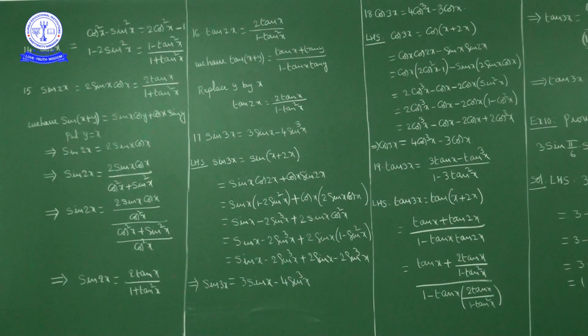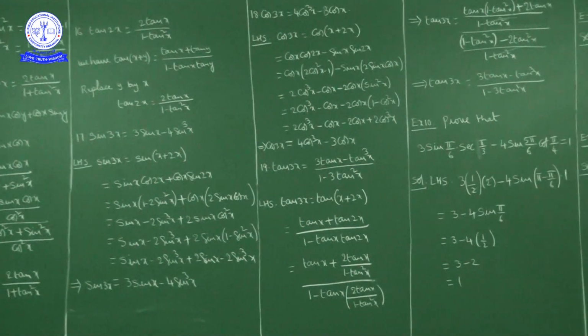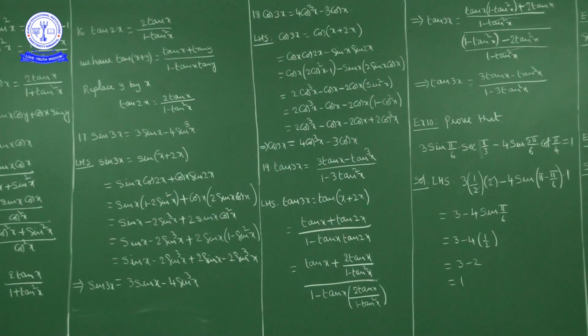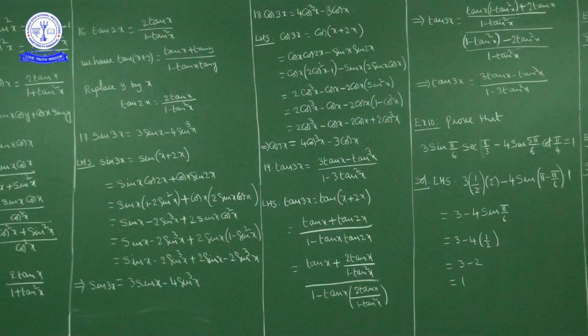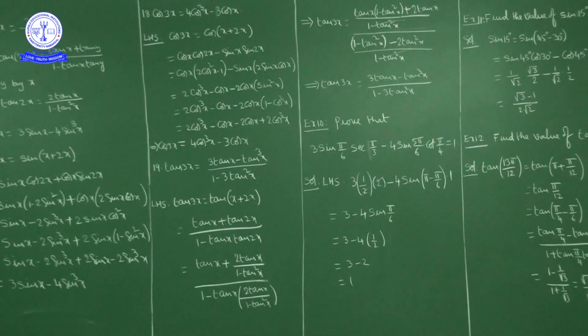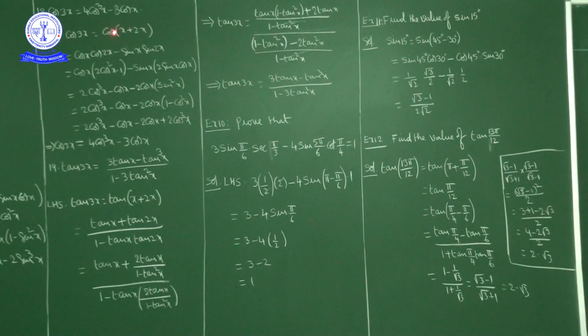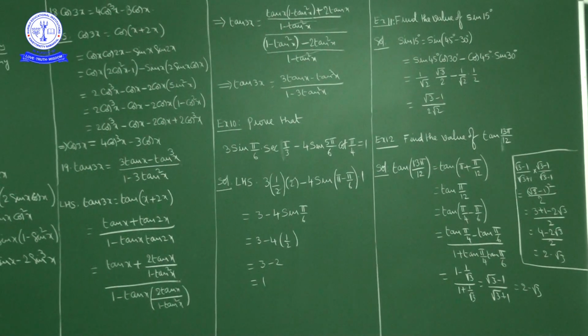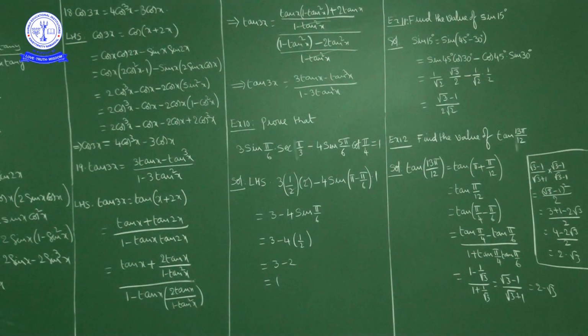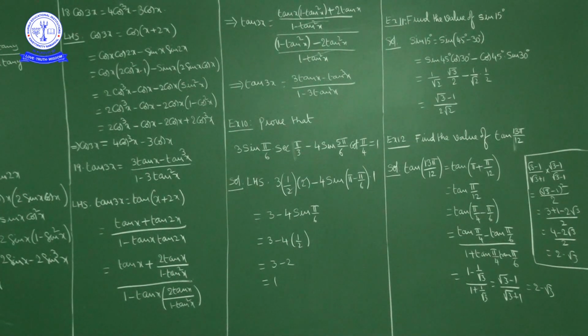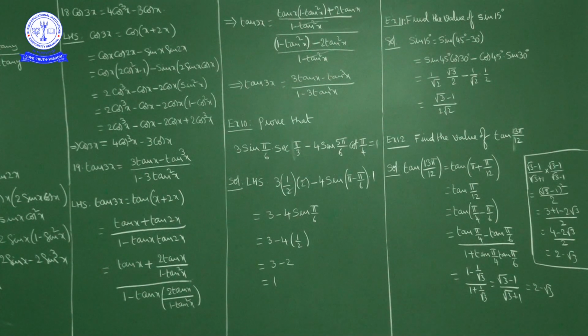Next formula, cos 3x. Cos 3x is 4 cos cube x minus 3 cos x. Now, similar to the previous one where we wrote sin 3x as sin(x + 2x), similarly cos 3x I'll write as cos(x + 2x). Now, what is the cos(x + y) formula? Cos(x + y) is cos x cos y minus sin x sin y.